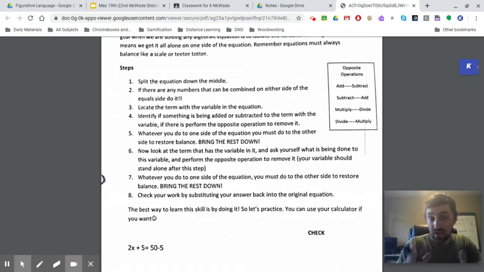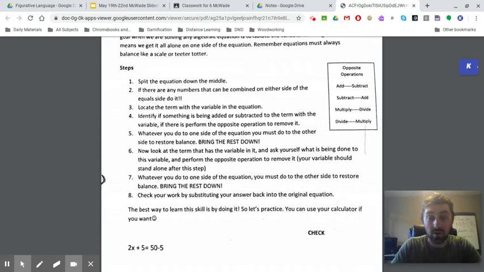So step 4, add or subtract if you can. Number 5, remember, whatever you do to one side of the equation, you must do to the other side to restore balance. If you're subtracting 5 from the left side, you have to subtract 5 from the right side. Once that's done, bring the rest down and reset the equation. Write the equation out with everything that you have left.